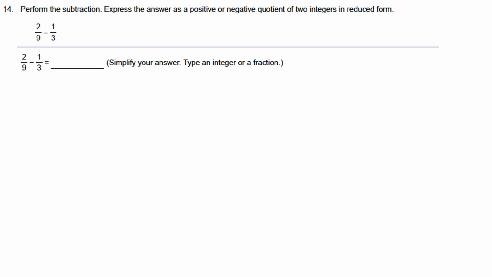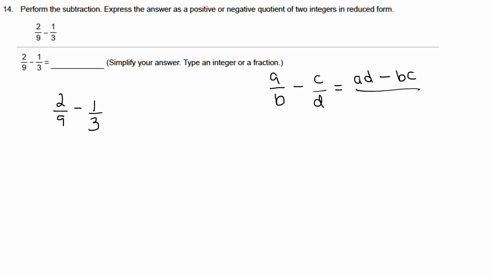I want to perform the subtraction. I have 2/9 minus 1/3. So I'm going to subtract fractions with unlike denominators. That means that the bottom numbers are different. So I'll use my formula that says a over b minus c over d is the same thing as a times d minus b times c over bd.